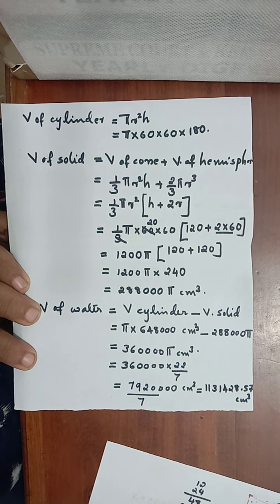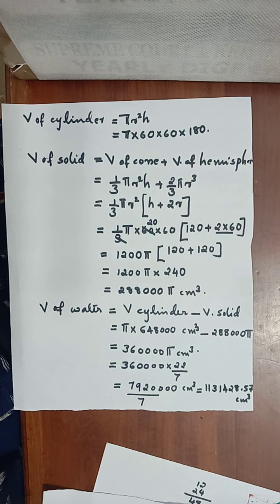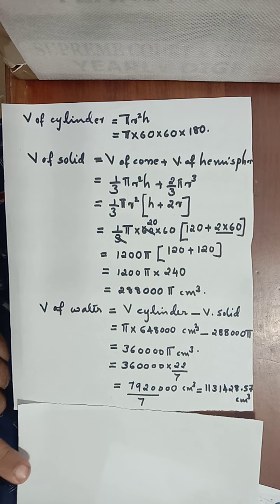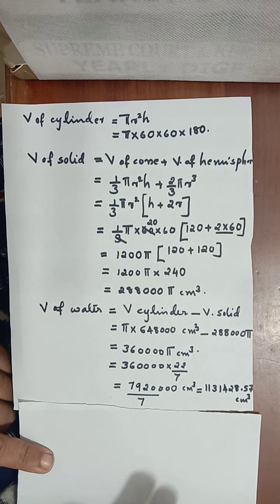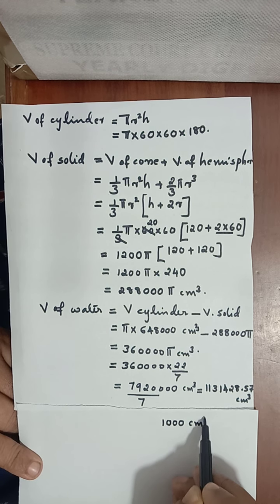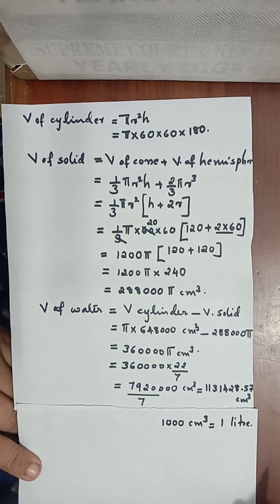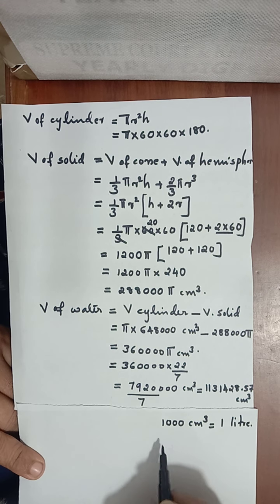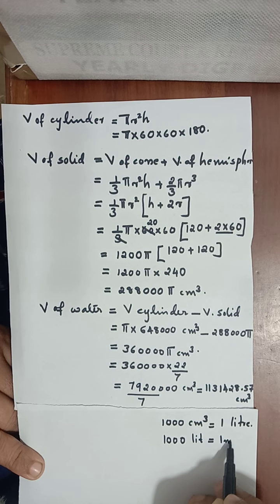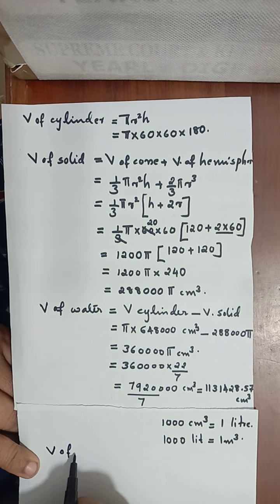11,31,428.57 cm cube. It is very difficult to understand if you give the answer in terms of cm cube. We will convert it into liters as well as meter cube. You can see how to convert to liters and meter cube. The conversion is 1000 cm cube equal to 1 liter, and 1000 liters equal to 1 meter cube.